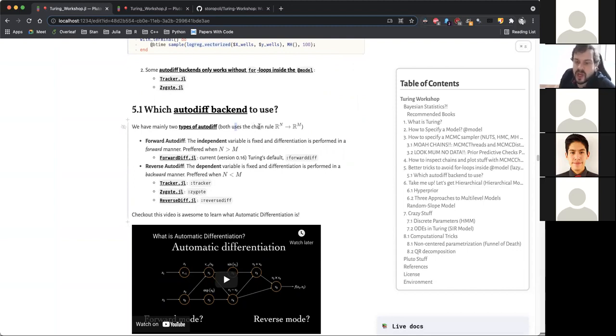Both modes use the chain rule to go from an input in n dimensions to an output in m dimensions, and forward autodiff is better when your inputs are larger than your outputs in dimensionality, and reverse autodiff is better when your outputs have higher dimensionality than your inputs. Mainly in neural network kind of things, reverse autodiff is better.